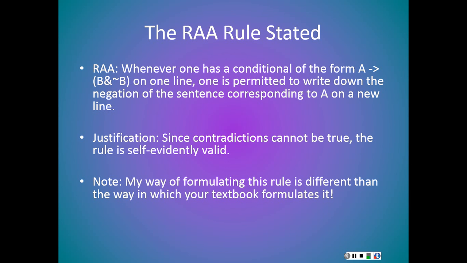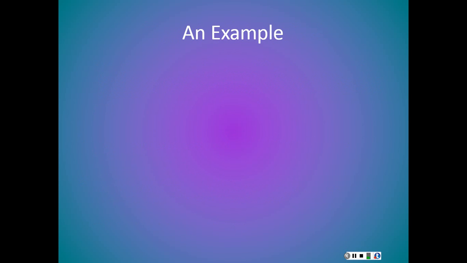Okay, now that we have the rule on the table, let's go ahead and look at an example of the rule applied. So here's a fairly simple example. Here's our argument: if P then Q, if P then not Q, therefore not P. Let's go ahead and prove this sequent. Of course, we begin, as always, by writing down our premises.